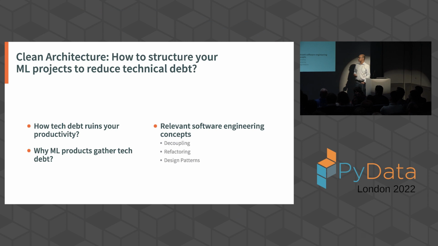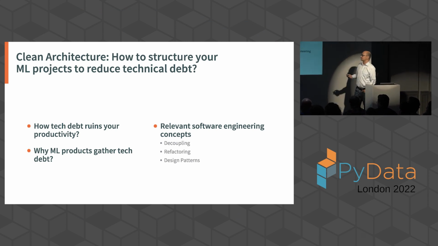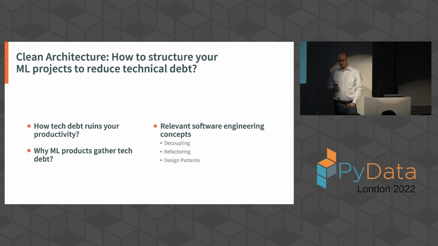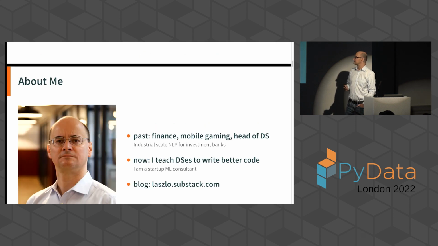The title of my talk is Clean Architecture, How to Structure Your ML Projects to Reduce Technical Debt. First of all, we are going to see how technical debt ruins your productivity. We will look at why machine learning products are particularly prone to collect technical debt, and a couple of relevant software engineering concepts like decoupling, refactoring, and design patterns to help yourself avoid this.